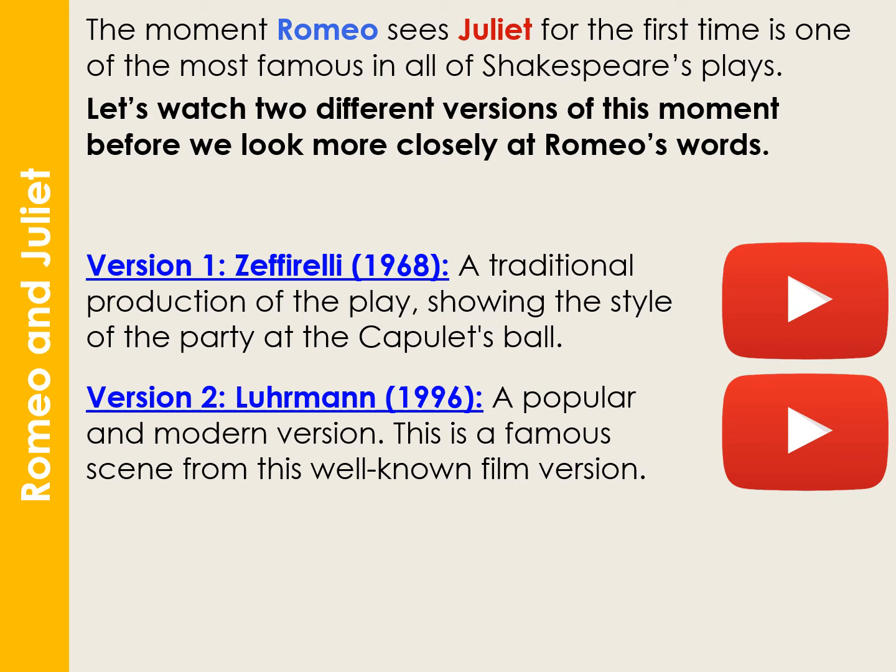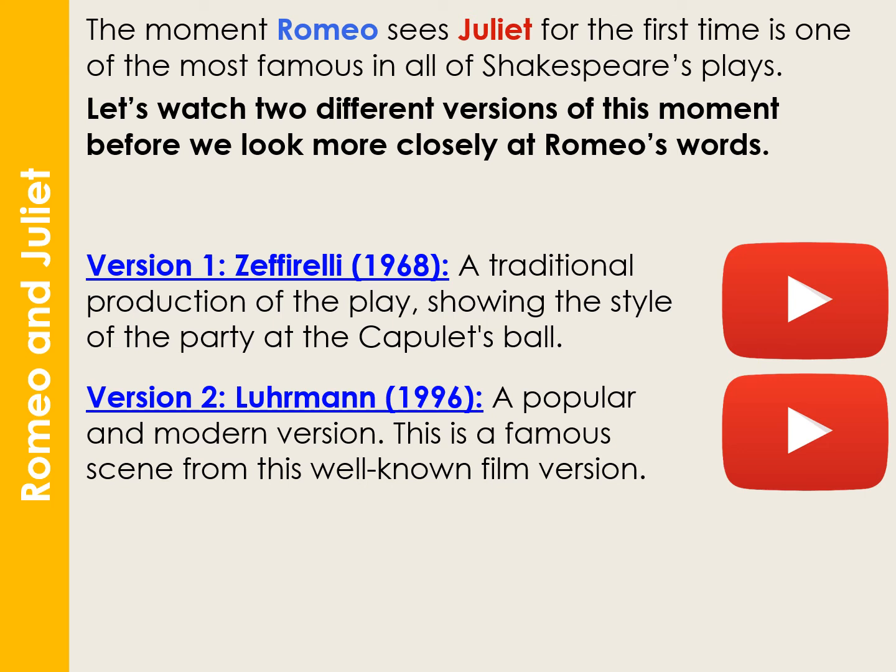So what we're going to get you to do is to watch these 2 different versions of this moment, okay? And then we're going to look a bit more closely at Romeo's words when he sees Juliet for the very first time. So I want you to pause the recording, and I want you to watch version 1. And we can see we've got the director's name, Zeffirelli. Now this is from 1968, so we're going back a little bit here. And this is a traditional production of the play, showing the style of the party at the Capulet's Ball. So it's set in Shakespearean times, if you like, and it tries to pick up on the setting of that time.